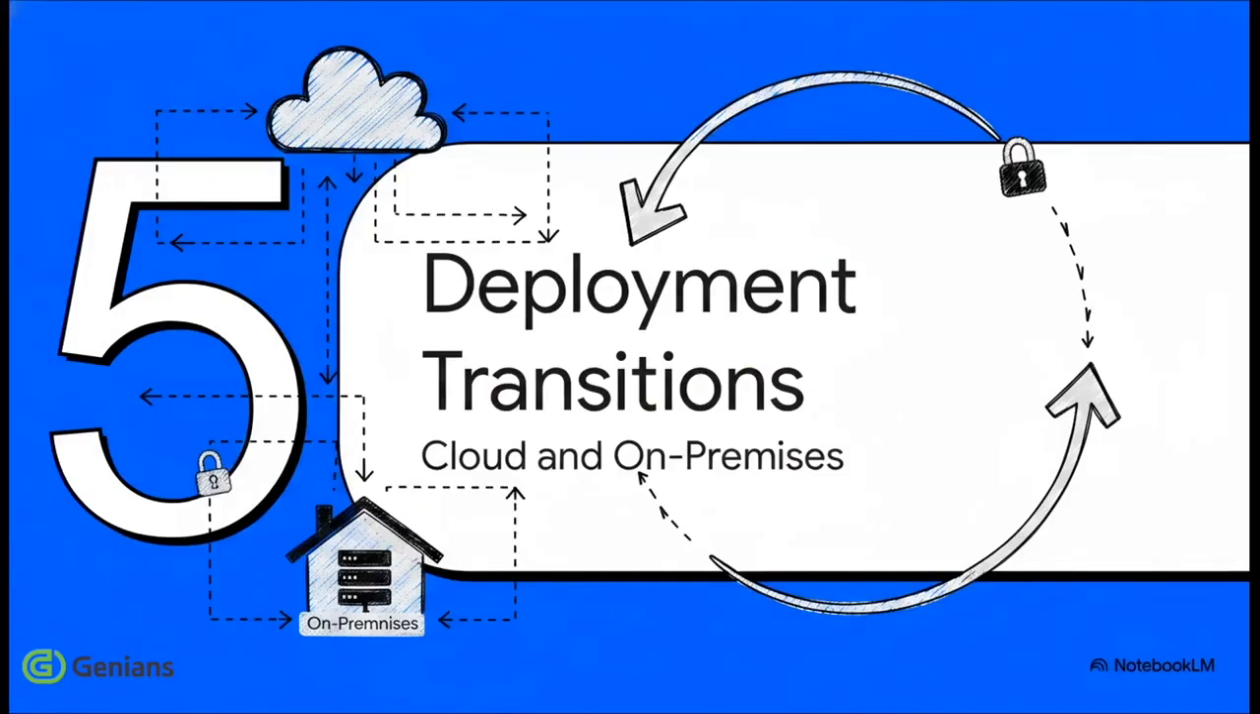Okay, moving on to Section 5, Deployment Transitions. A really key part of this whole model is the flexibility. An organization isn't locked into one thing forever. You can actually transition between the cloud and on-premises models as your needs change over time.